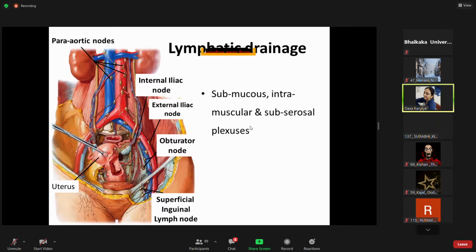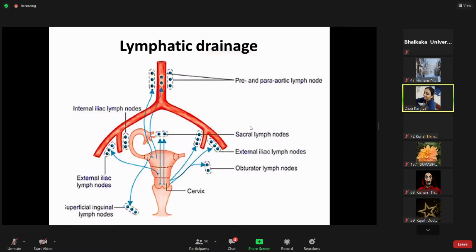And then these plexuses are drained by various nodes like the pre-aortic nodes, para-aortic nodes, the nodes surrounding the aorta, internal iliac nodes surrounding the internal iliac vessels, external iliac nodes, superficial inguinal nodes, and obturator nodes. So this is the lymphatic drainage of the different parts of the uterus.